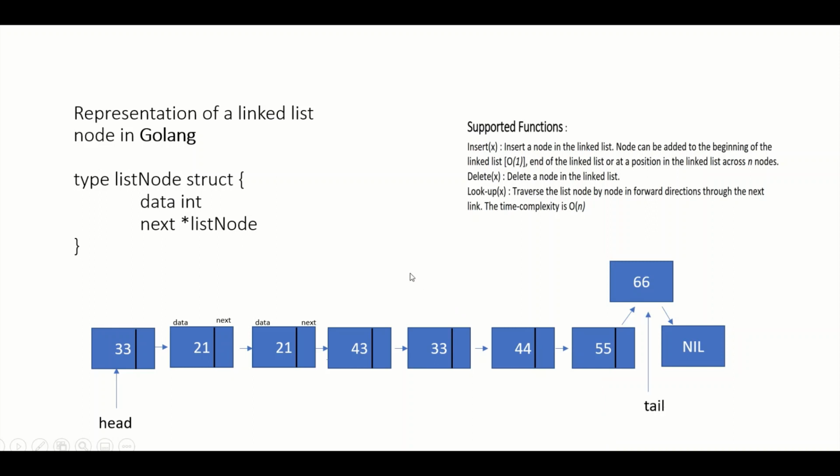Now you can think of a node that needs to be inserted in the middle of the linked list. Let's say 50. Now 50 needs to be inserted between 43 and 33. So we change this pointer, pointing from 43 to 33 directly, to 50 instead. That's it.